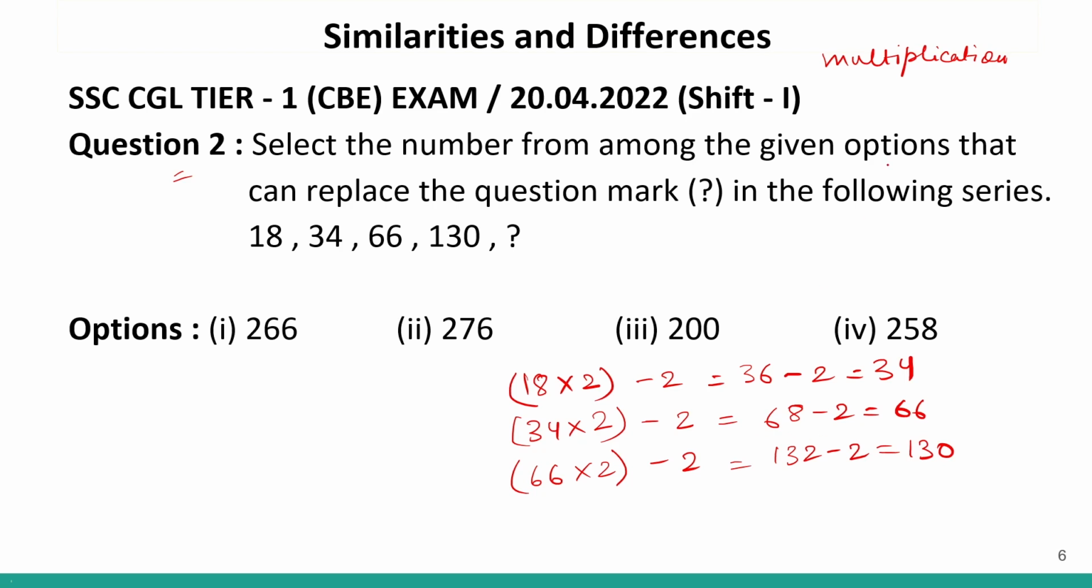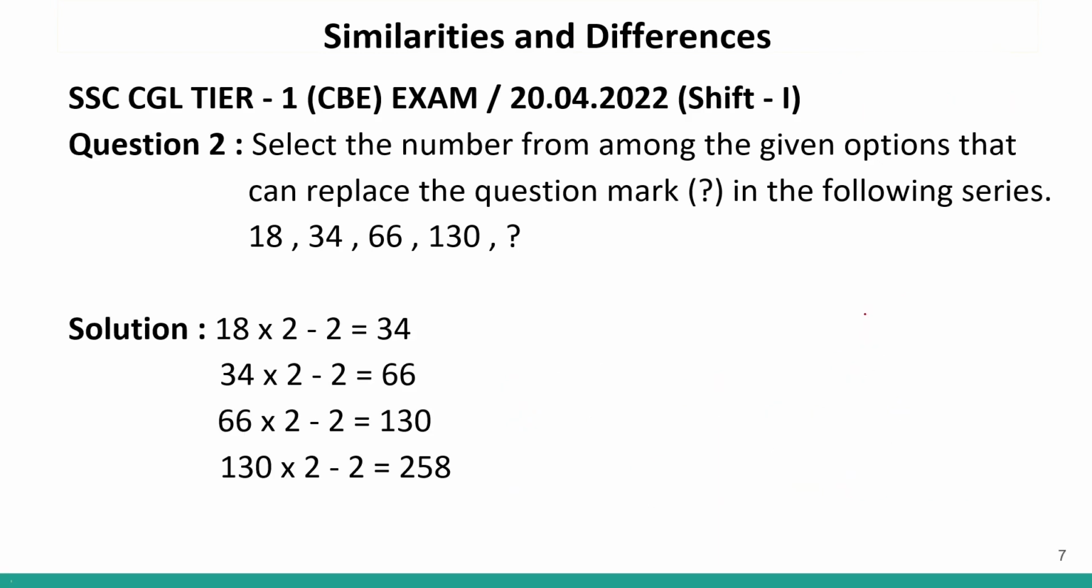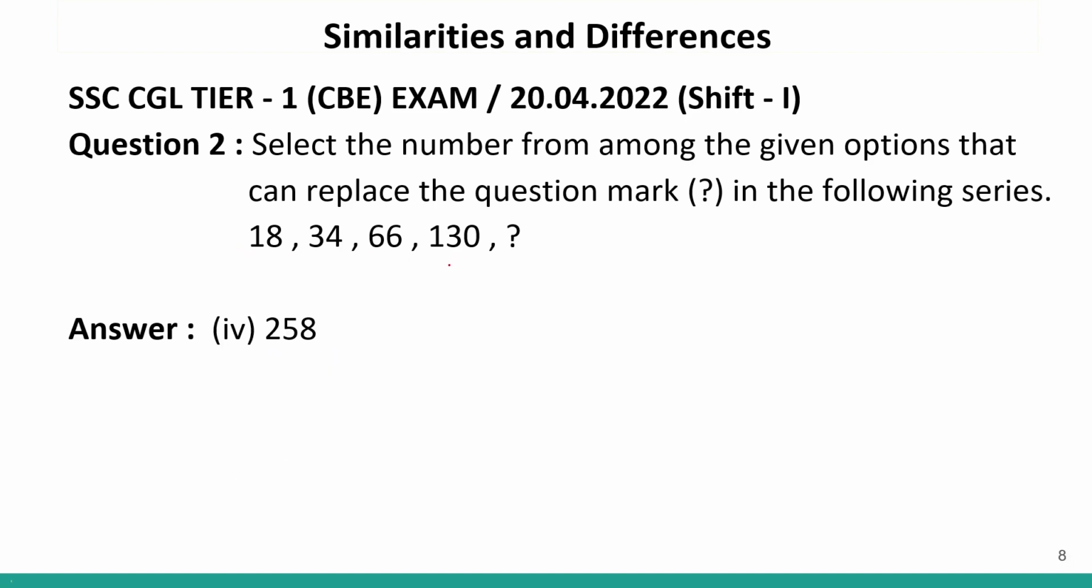So I can clearly see that I'm using multiplication plus subtraction, so I'm following 2 operations. The first operation is multiplying the term by 2 and the second operation is subtracting 2 from it. So let us do the same thing for 130. 130 into 2 minus 2 will give me 260 minus 2, which will be 258. So my answer will be option number 4, 258. This will be the correct answer. Here you can see 2 operations are being followed, first multiplication and then subtraction. So whenever you see such huge jumps in a series, always try with multiplication.